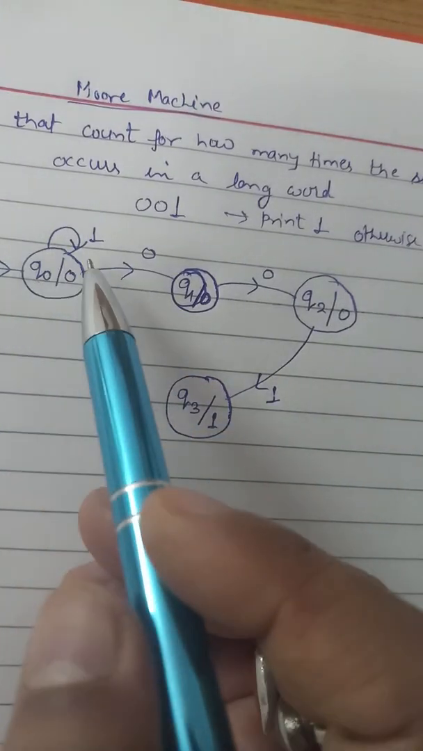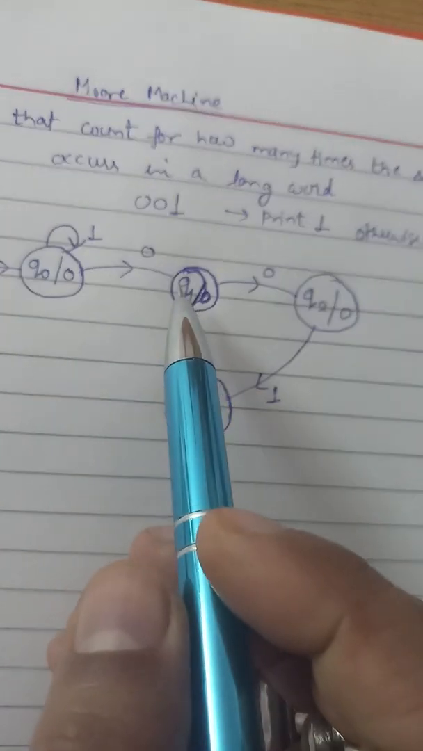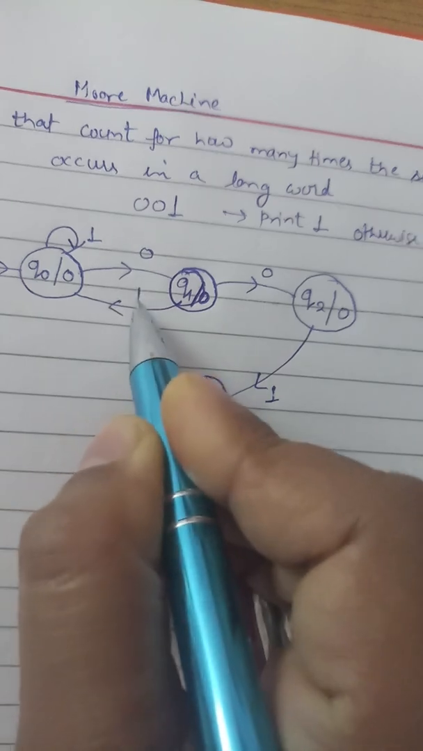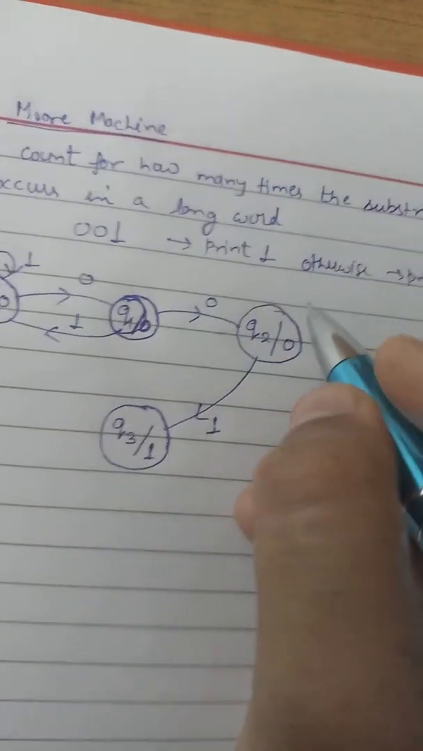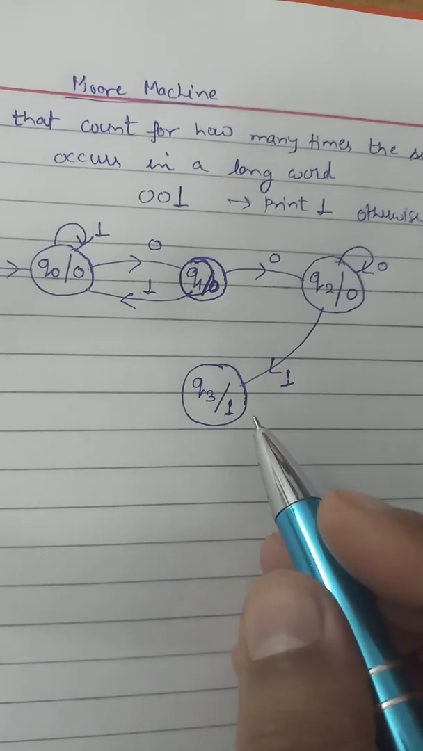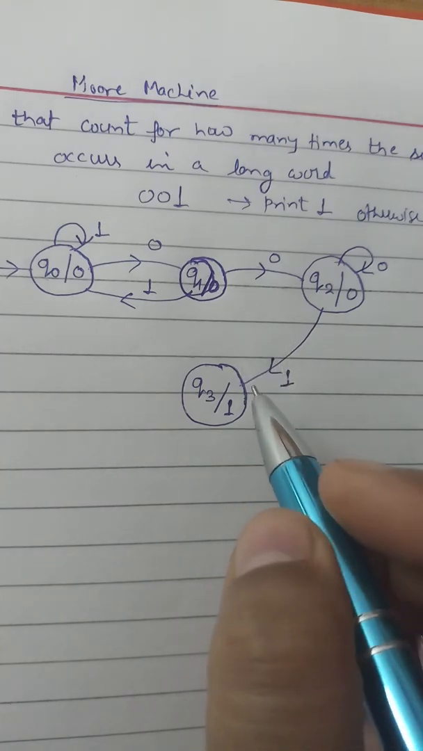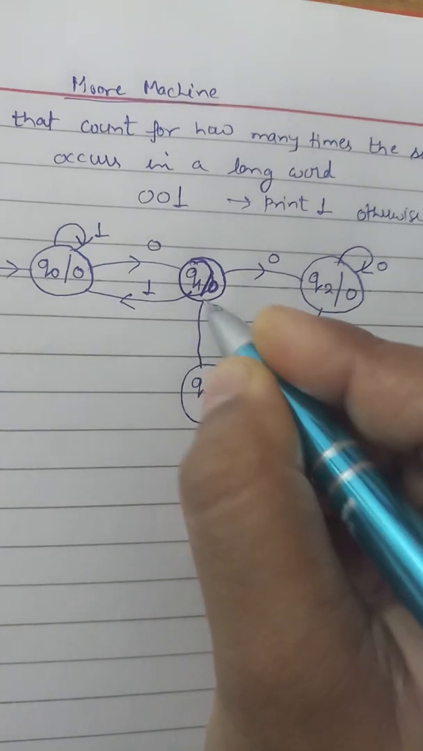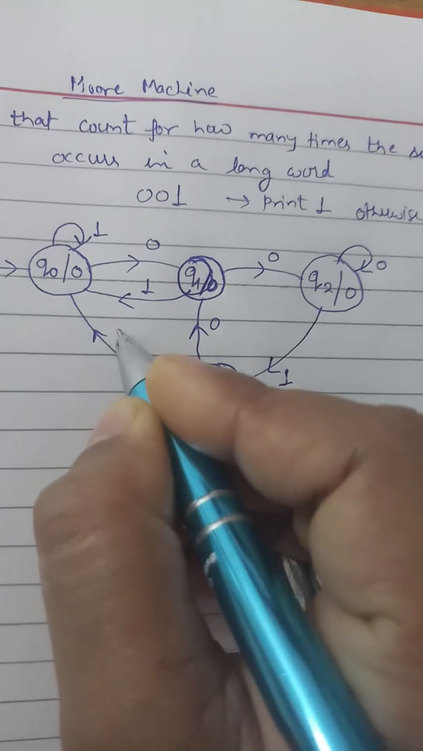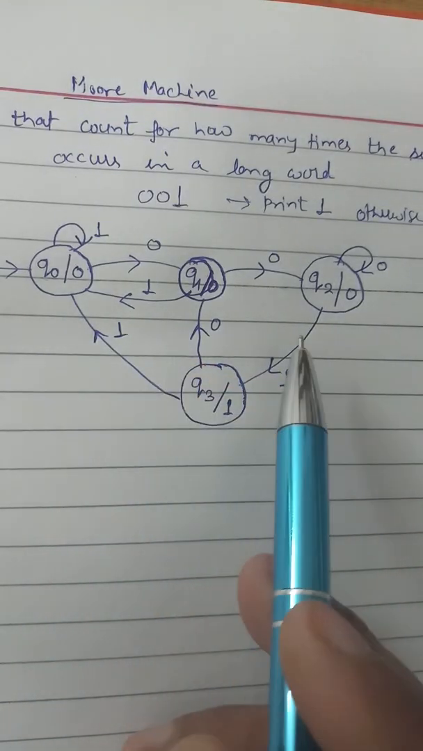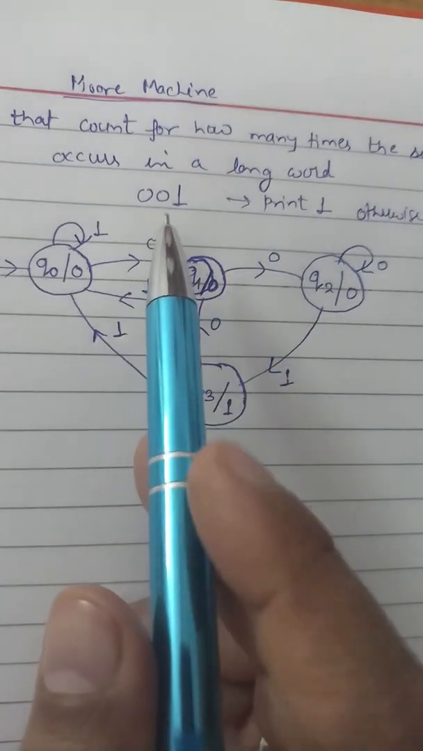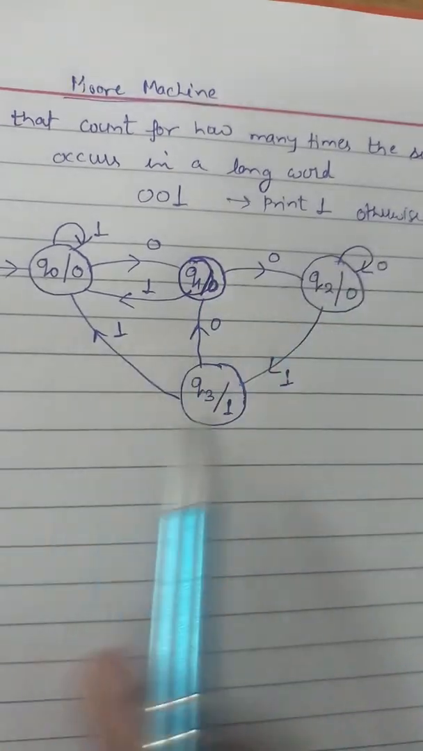That's why we make a loop of 1 here, and this is 1, this is 0, this is 0, and for 1 it will move here, and for 0 we can make a loop of 0 here, or for 1 it will go to the Q3 state. For Q3, if 0, then it will move to Q1, and for Q3 with 1, then it will move to Q0. So this is the Moore machine in which, whenever it gets the 001 string, it will print 1, otherwise it will print 0.